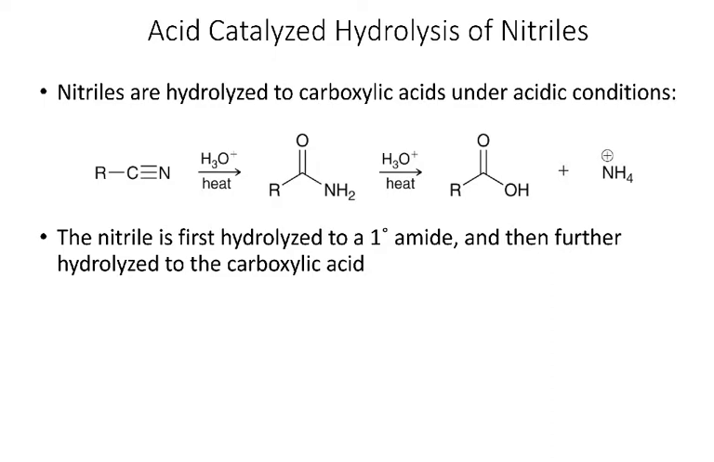Okay, this is a review of another reaction that we've seen a couple times. We saw it both last chapter and then at the beginning of this chapter as ways to make carboxylic acids. If we start with the nitrile and then heat it under acidic conditions, it's first hydrolyzed to the primary amide and then it's hydrolyzed to the carboxylic acid.